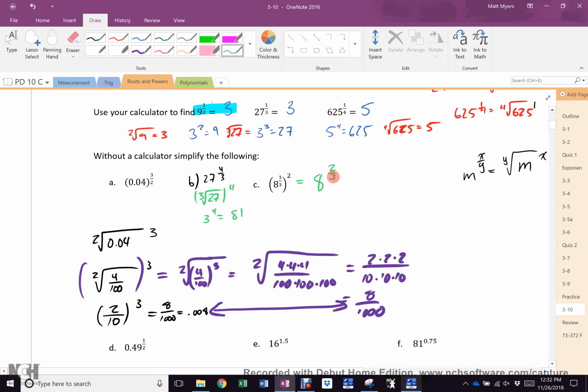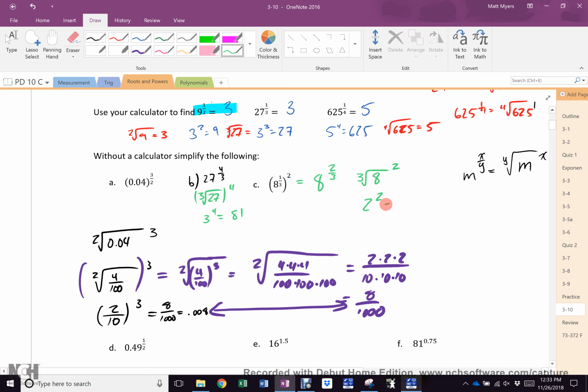Now, where does the 3 go? It goes on the top. To the index. Where does the base go? To the radicand. Where does the numerator go? To the power. What is the cubed root of 8?